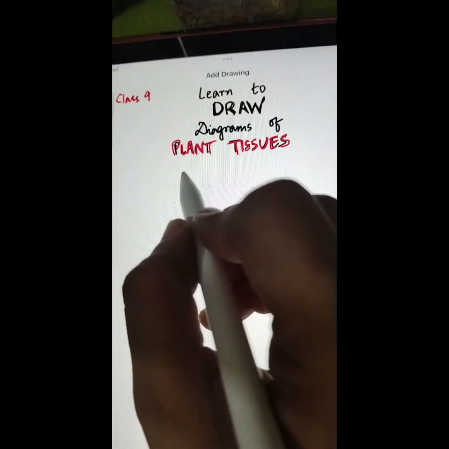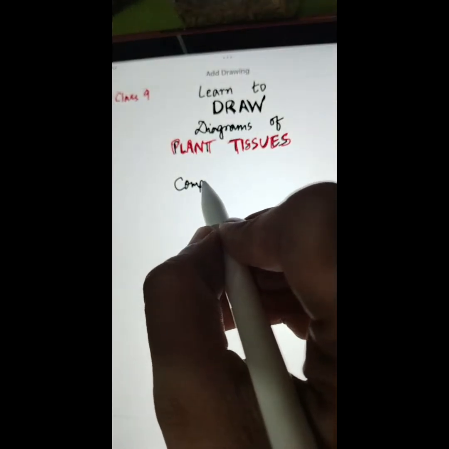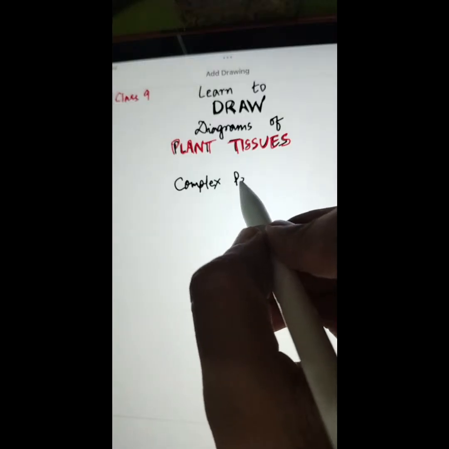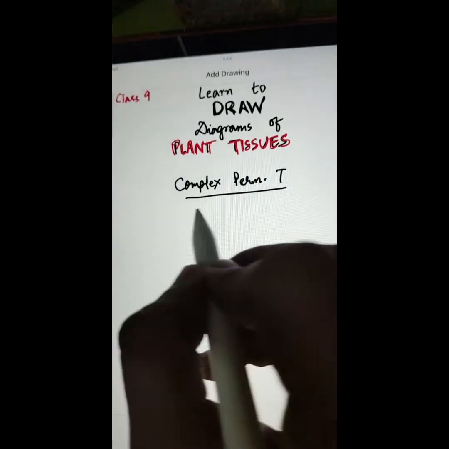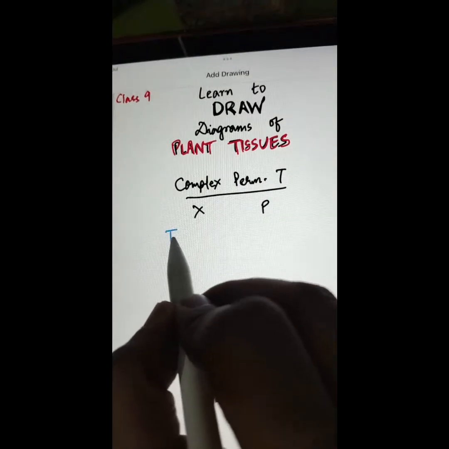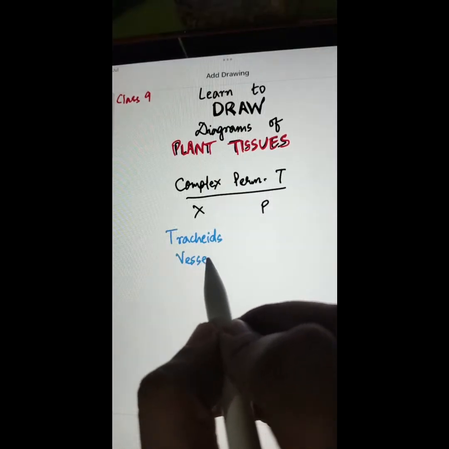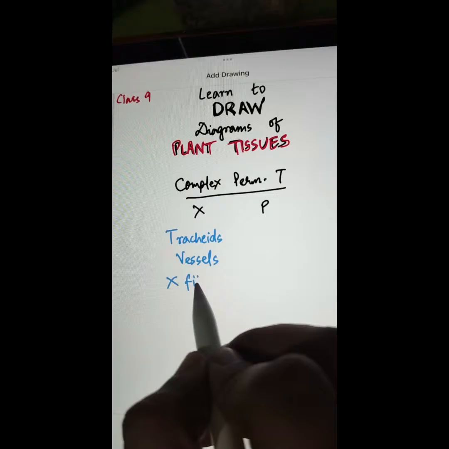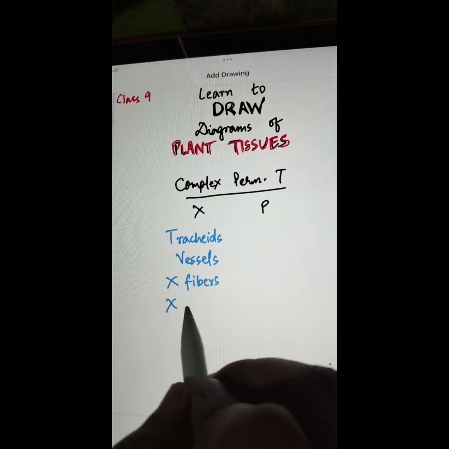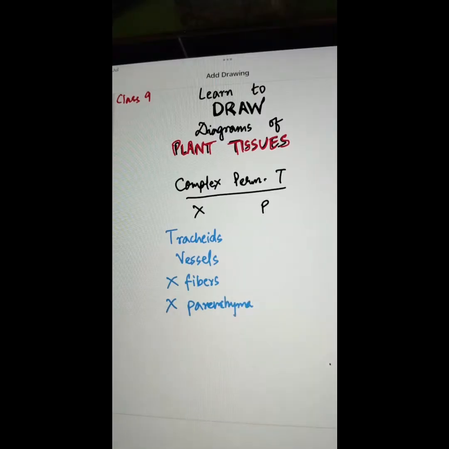So we are coming to complex permanent tissues now. So in the plant tissues, the last part is complex permanent tissues and it includes xylem and phloem. Before we go ahead, the subparts of xylem and phloem should also be known. So, xylem is made up of tracheids, vessels, xylem fibers, and xylem parenchyma. So, these are all the components of xylem, and xylem helps in the conduction of water and minerals.